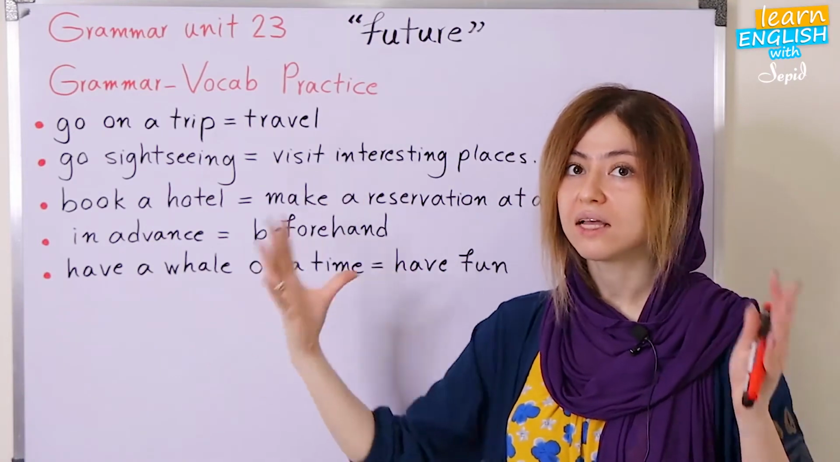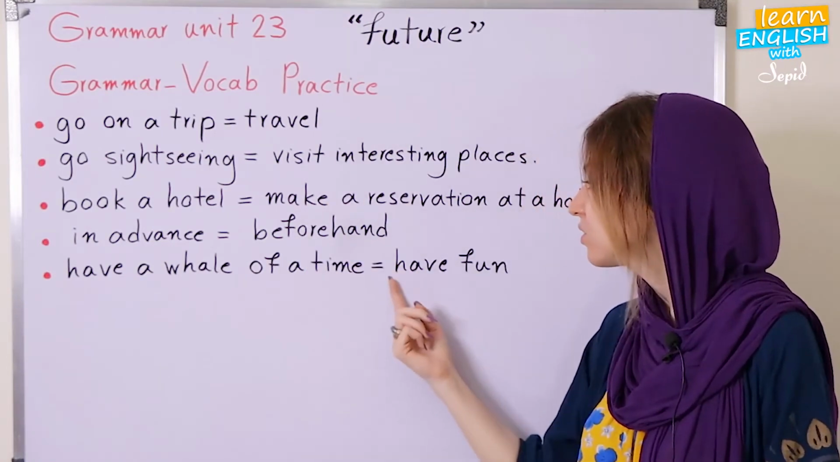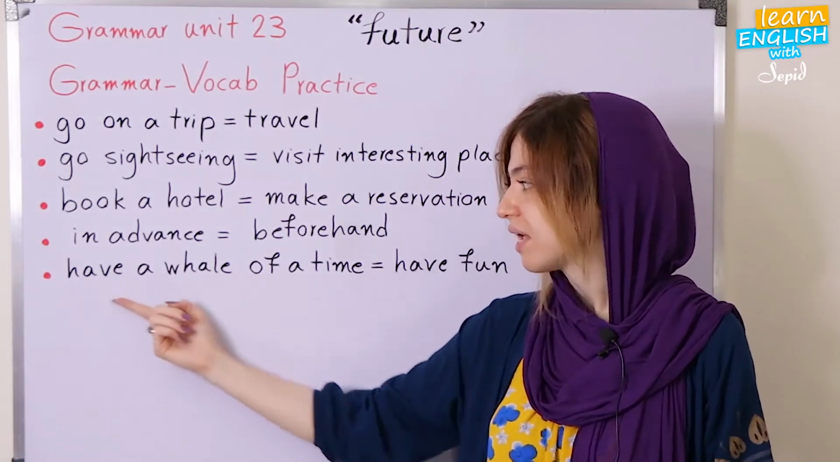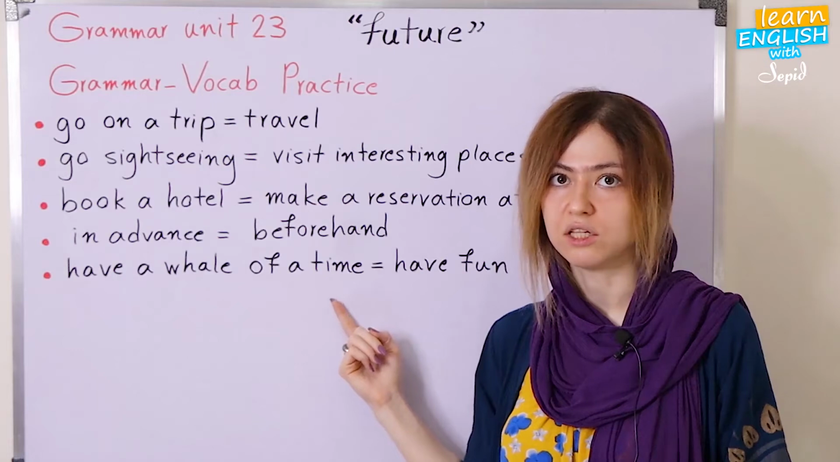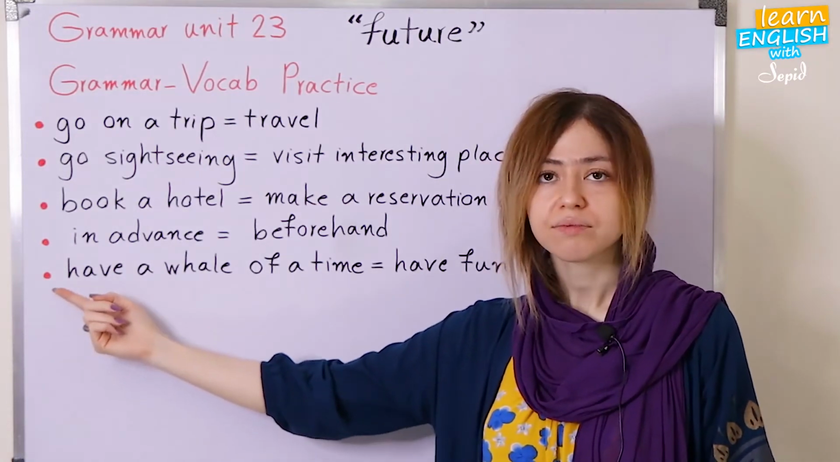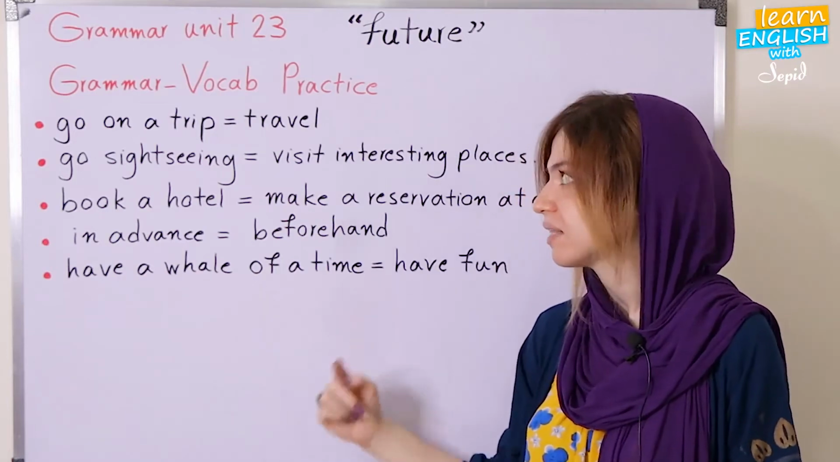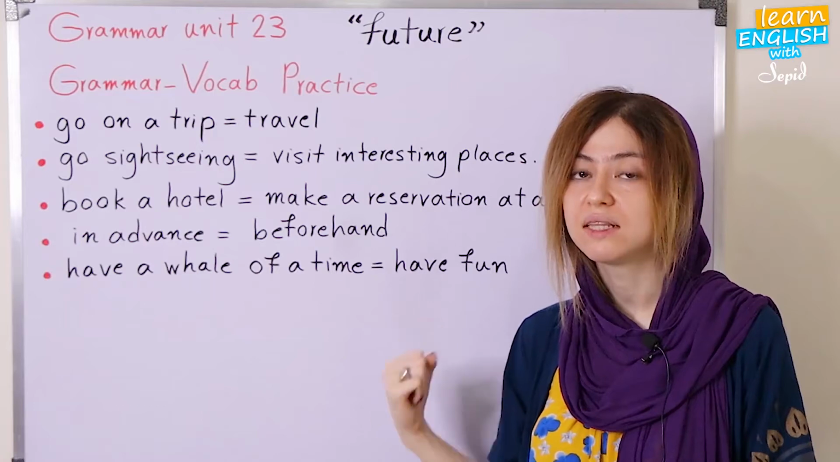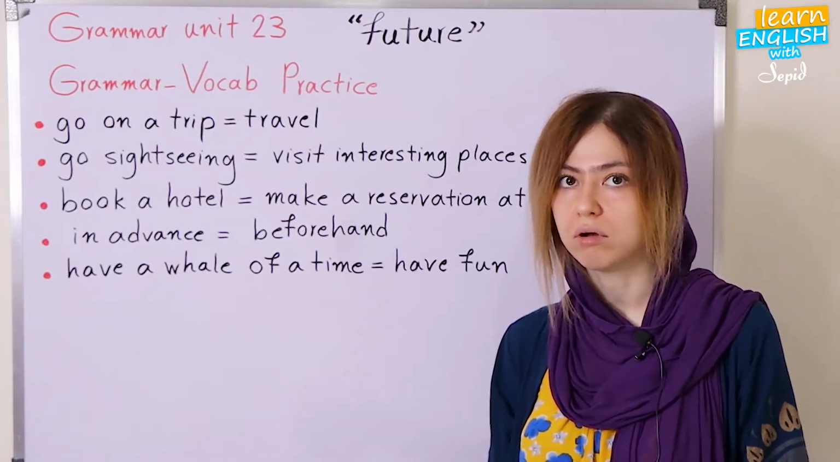Have a whale of a time. It means have fun. Okay, so this is a phrase which is commonly used in English. Have a whale of a time. For instance, I can say, I had a whale of a time at the party. But now we're gonna activate the grammar that we learned, be going to, okay?